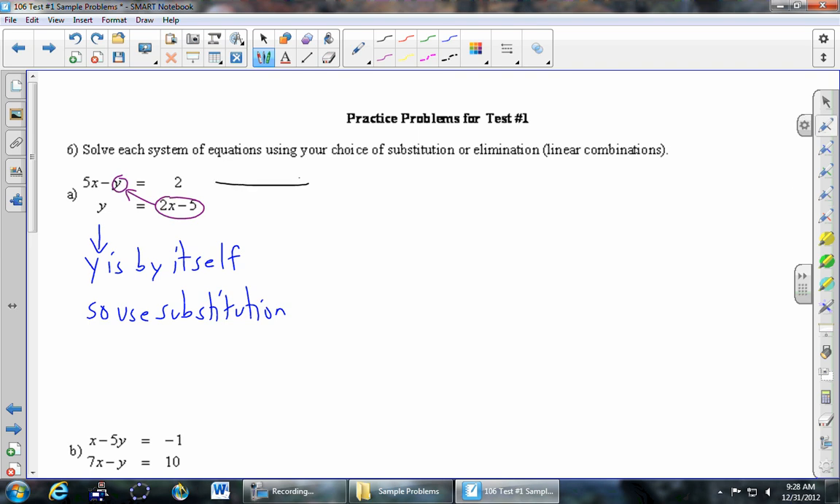So I'm copying this first equation here, 5x minus, I'm going to leave some space, equals 2. And the space I've left is for y, should be 5x minus y, but instead of y, we put 2x minus 5. That thing right there is exactly the same as y.